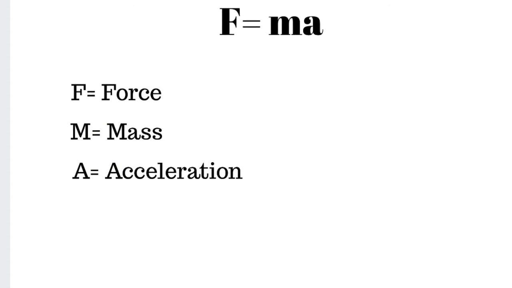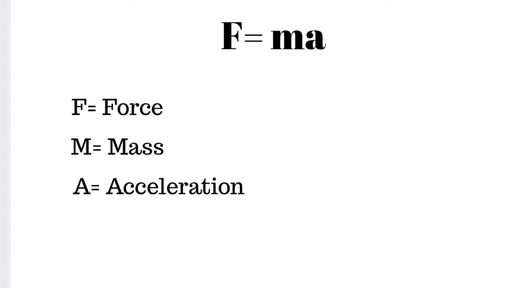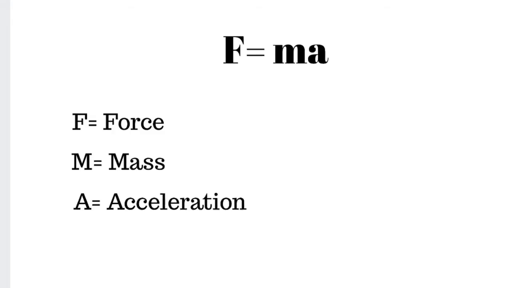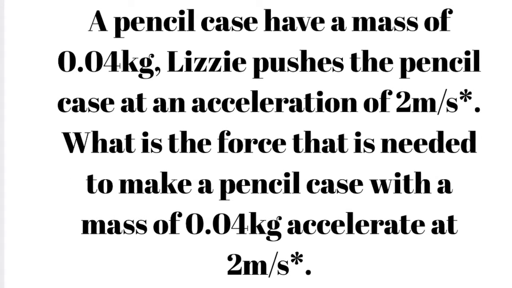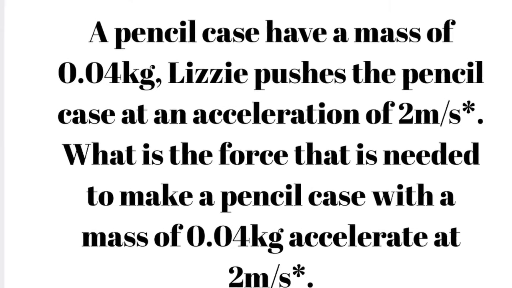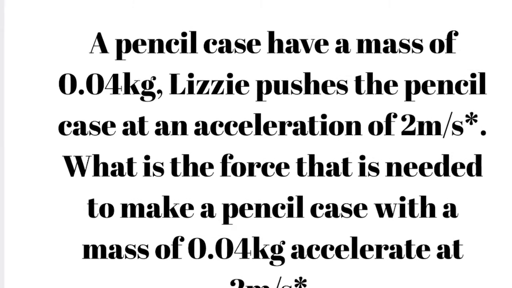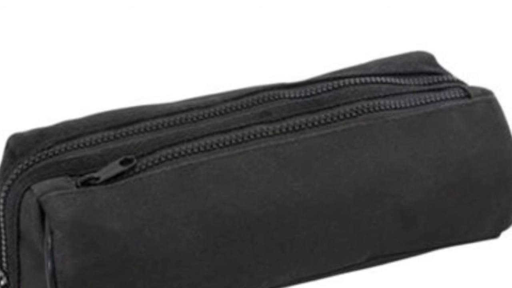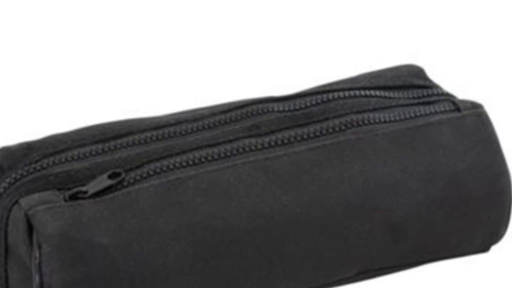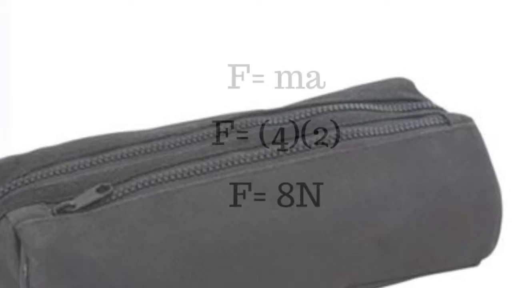F equals ma. F is force, m is mass, a is acceleration. A pencil case has a mass of 0.04 kilograms. Lizzie pushes the pencil case at an acceleration of 2 meters per second squared. What is the force that is needed to make a pencil case with a mass of 0.04 kilograms accelerate at 2 meters per second squared?